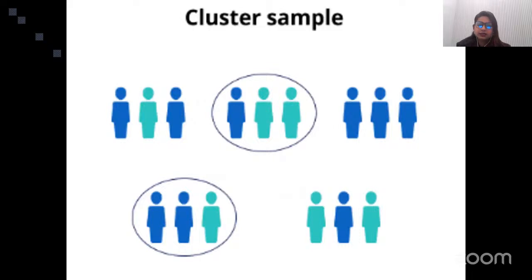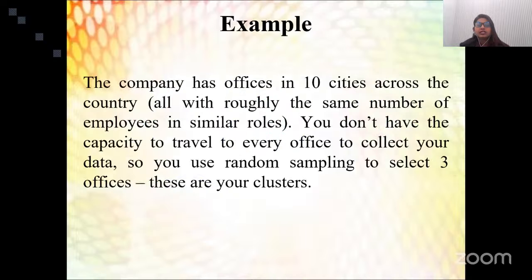So this is another example. Here we have 5 clusters, and randomly I am picking these 2 clusters. So here the clusters are heterogeneous, and they have similar characteristics. I have quoted the examples, so just go through this example.